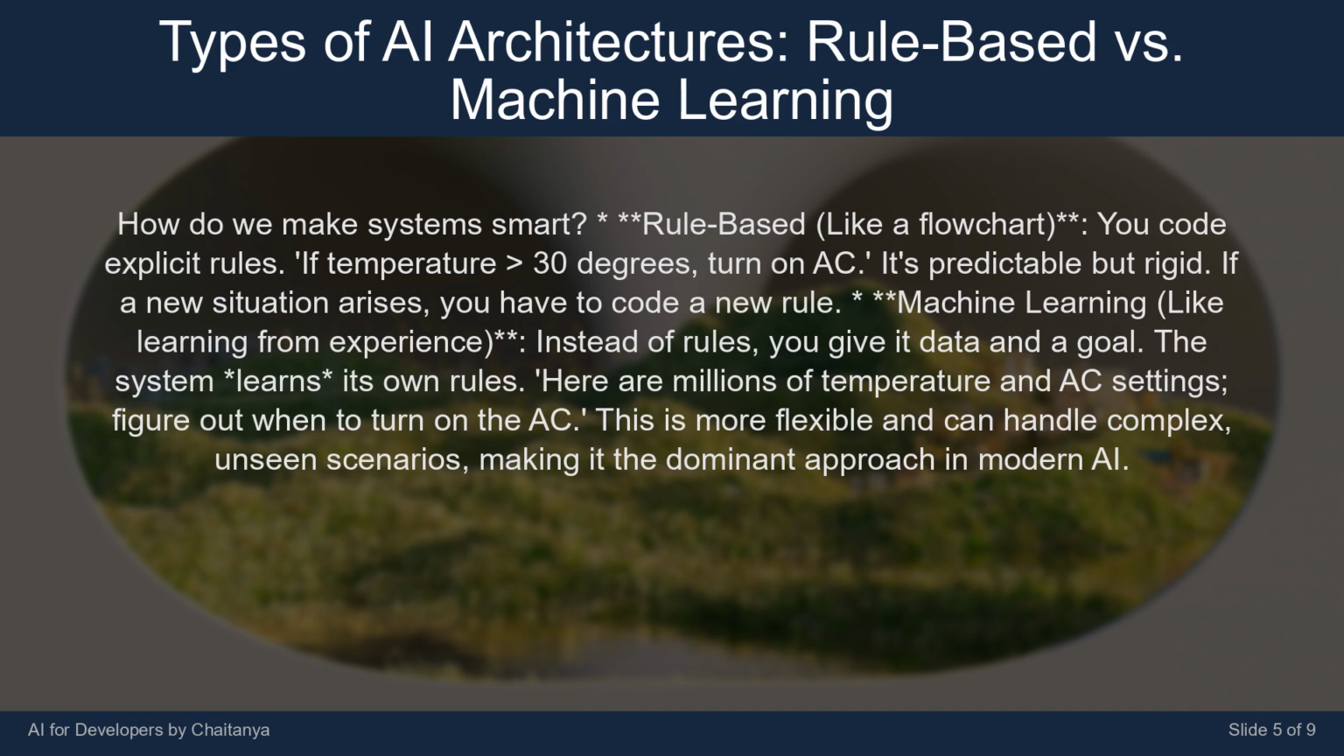Machine learning, like learning from experience. Instead of rules, you give it data and a goal. The system learns its own rules. Here are millions of temperature and AC settings. Figure out when to turn on the AC. This is more flexible and can handle complex, unseen scenarios, making it the dominant approach in modern AI.